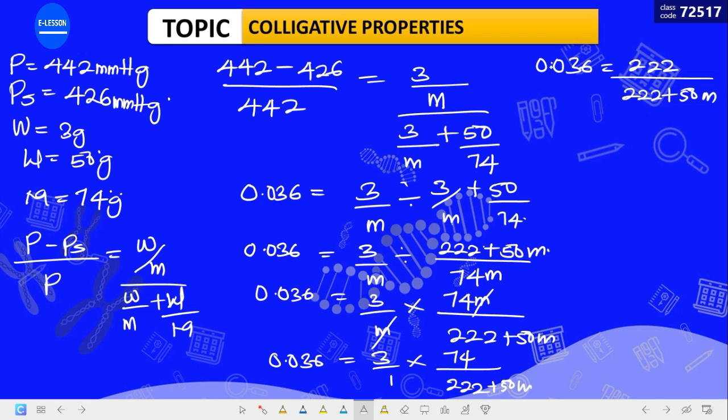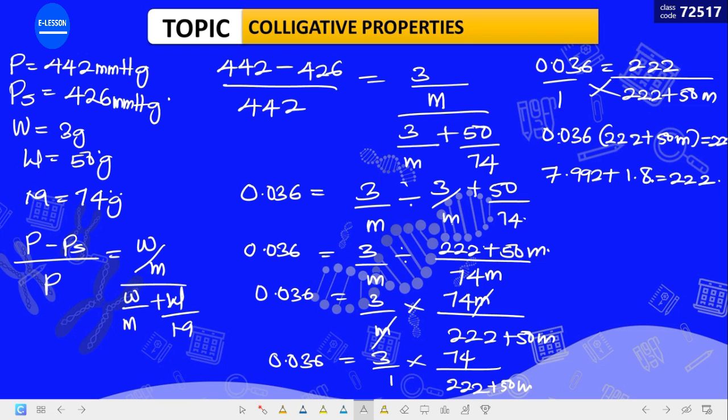Now, cross multiply. This gives us 0.036 bracket 222 plus 50M is equal to 222. When this opens through the bracket, 222 times 0.036 gives us 7.992, plus 0.036 times 50, which is 1.8 M, is equal to 222.